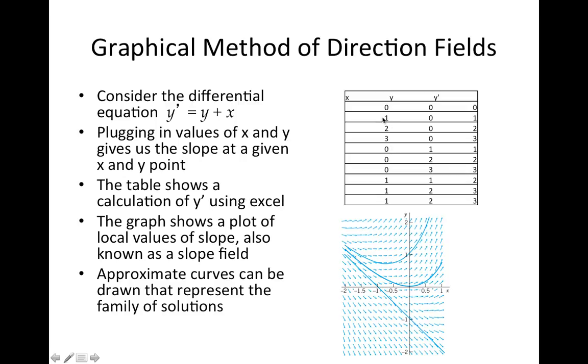And then I do a similar thing for 1 and 0, 2 and 0, 3 and 0, 1 and 1, and so on, basically filling in this table with different values. And then at each location where I've selected a value, I could plot the slope at that particular point. And so I generate this plot of slopes at particular point locations. This is what's referred to as a direction field.